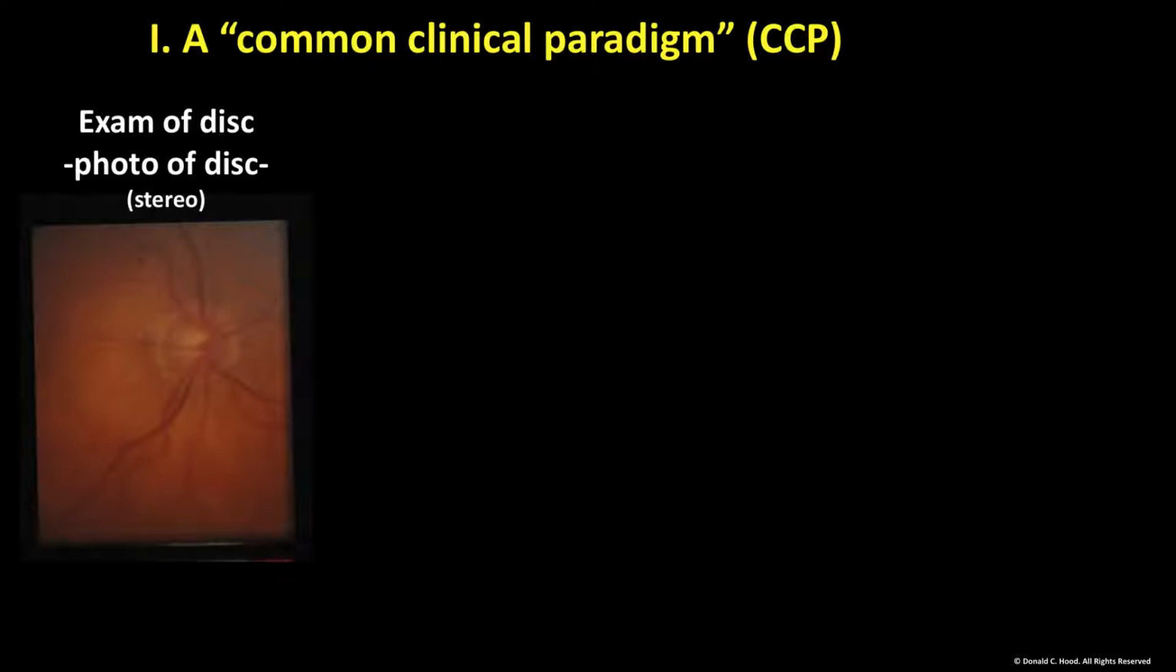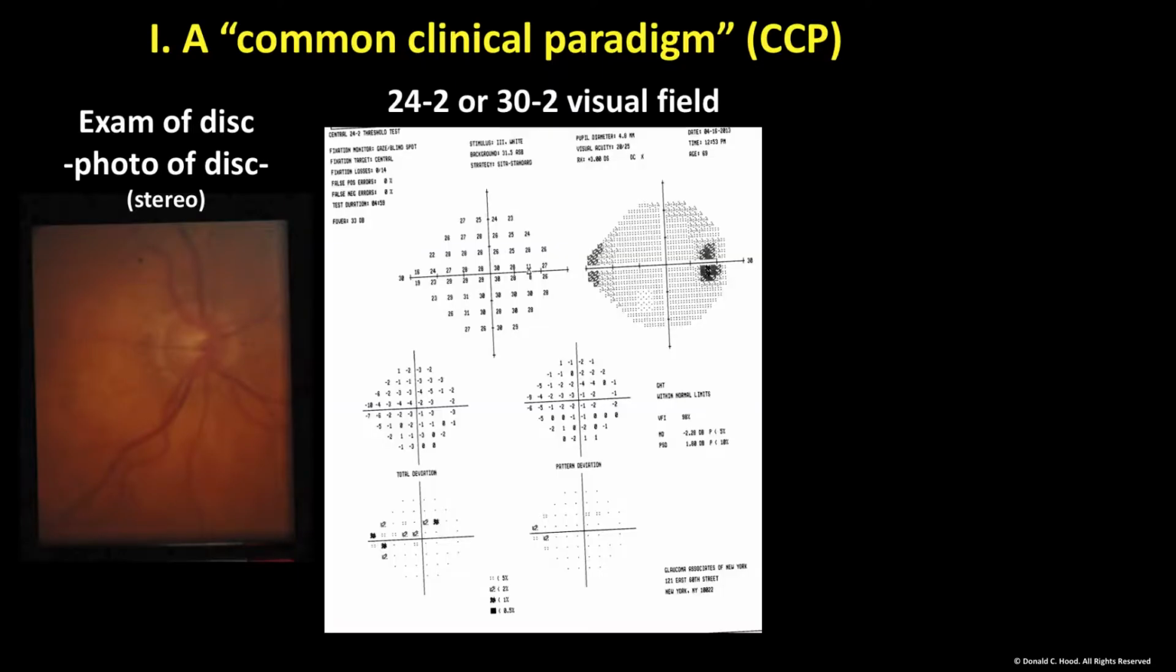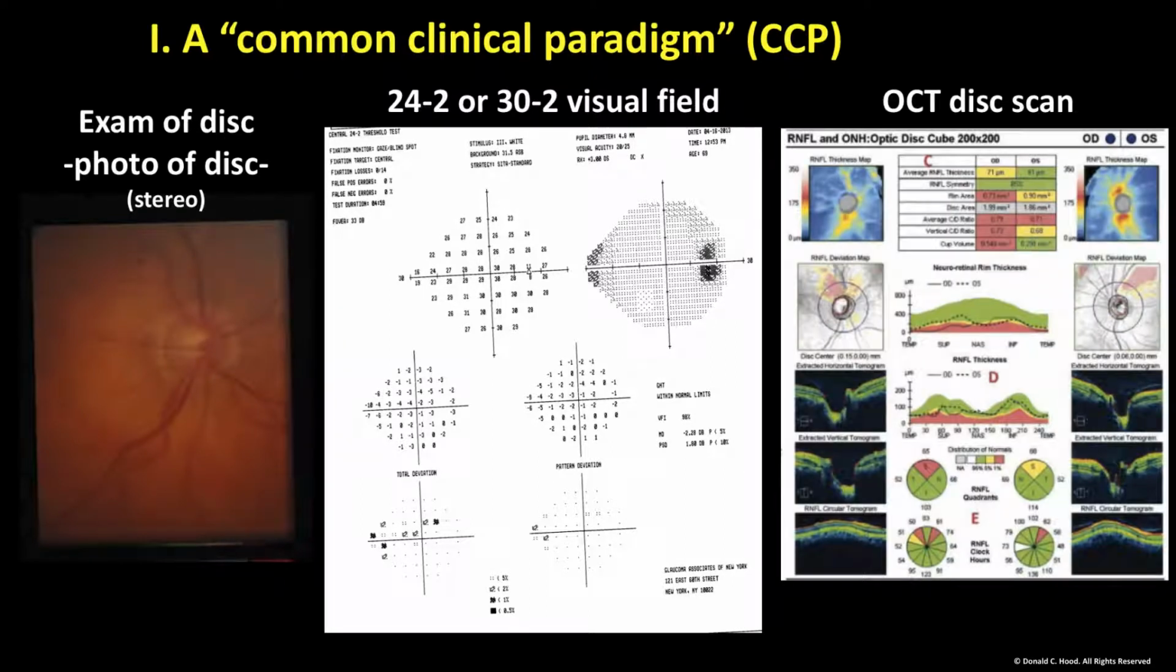a physical exam of the disc, often accompanied by a fundus photo, or in some cases stereo photos. In terms of visual fields, a 24-2 or 30-2 visual field. And then for OCT, a disc scan, usually in the form of a cube or volume scan.